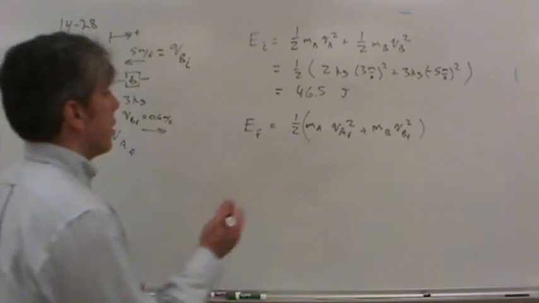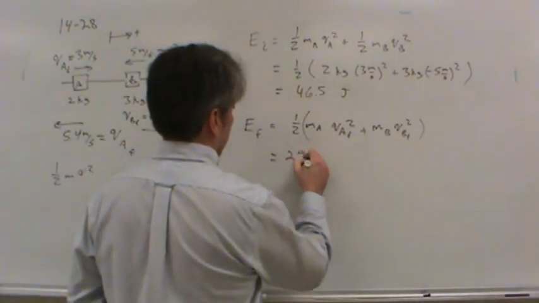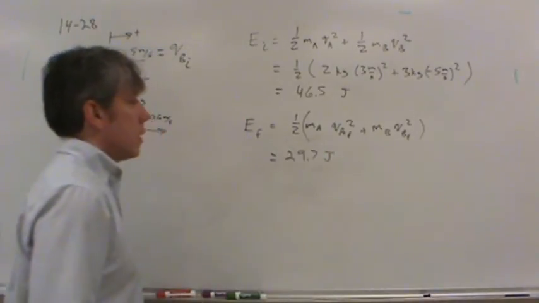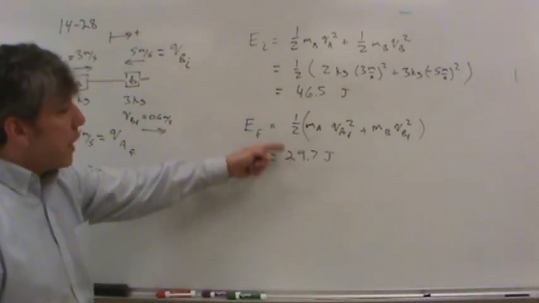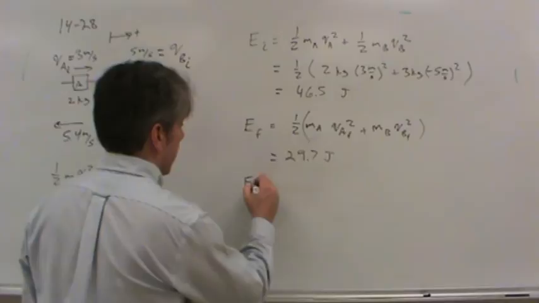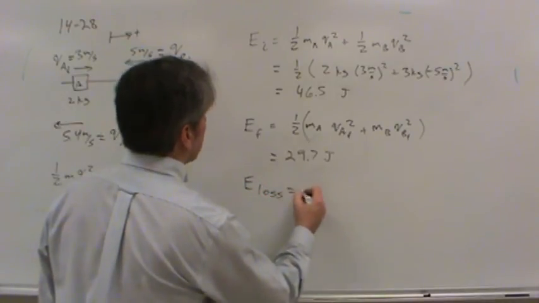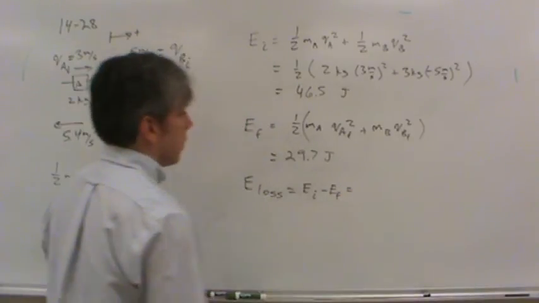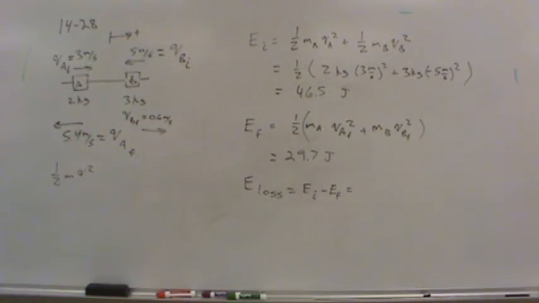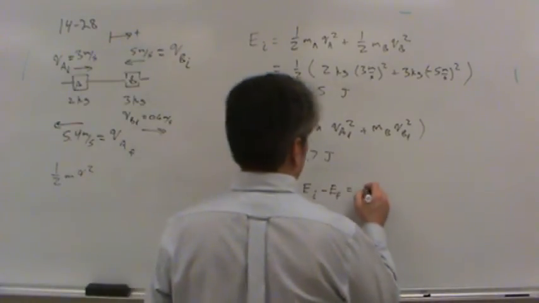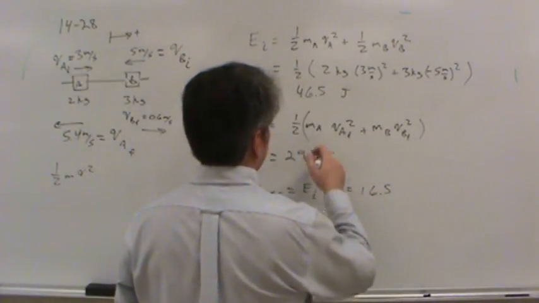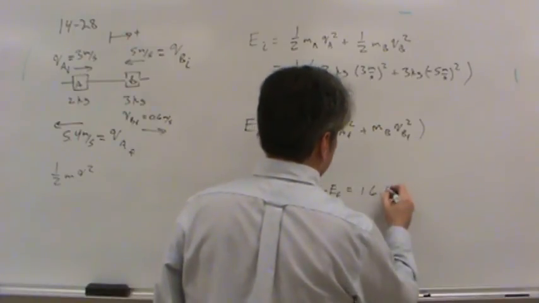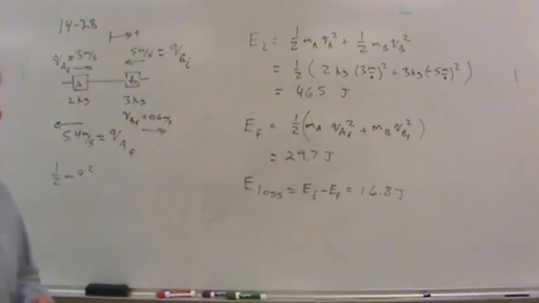29.7. Anyone second that? Yeah. Okay. So that's how much energy we have after. If you take the difference between these two, you can find out how much energy was lost. So take the difference between them, if you would, please. I can do that. Start off with 16.5 and then add in 0.3, so 16.8 joules, isn't it? Okay. So that's how much energy was lost.